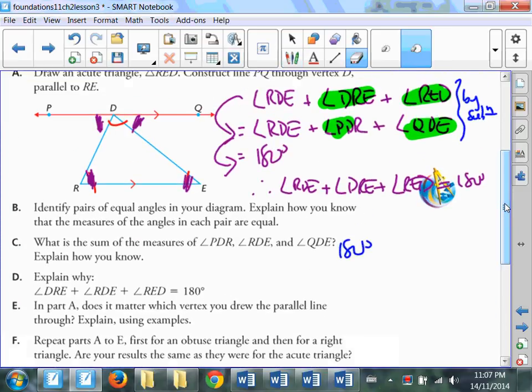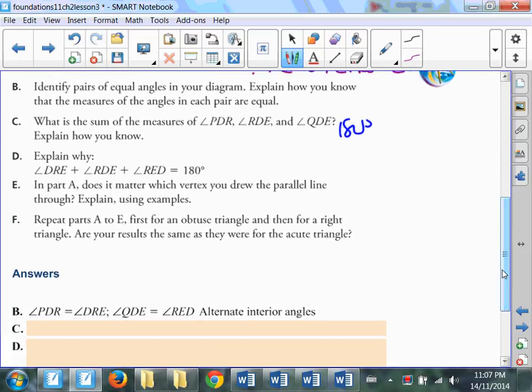In other words, did I have to draw the line passing through D? Could I have done it through R? Could I have done it through E? Absolutely, I could have. So repeat parts A to E, first for an obtuse triangle, then for a right triangle. Are your results the same as they were for an acute triangle?